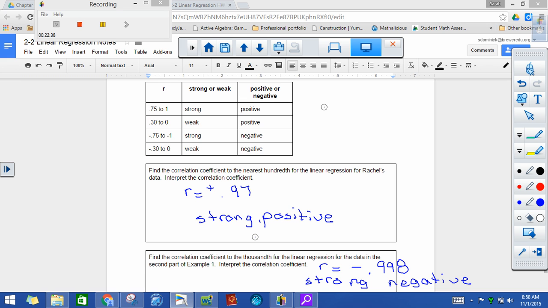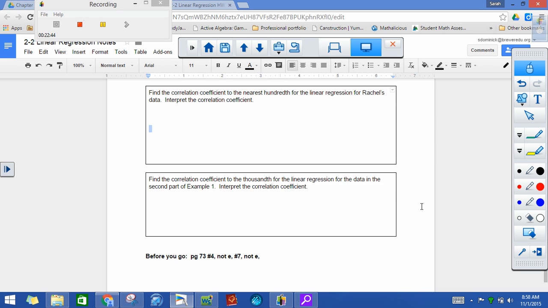Just so you don't forget, your homework is right underneath that. Your homework is number 4 and 7 on page 73. Please do not do E. For your homework check next class, I just did one of these. The questions are the same. I just put in a different table of data. If you have any questions, let me know.